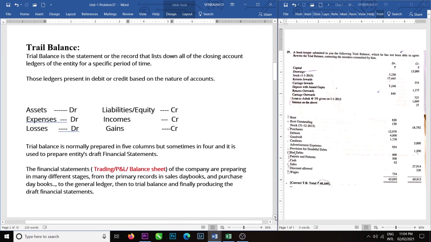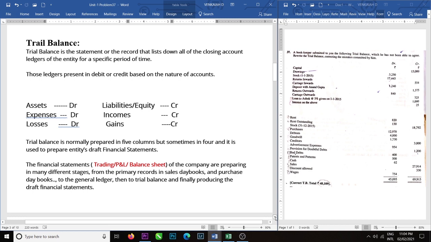So we have to remember what items come under debit: assets, expenses and losses, and on the credit side, liabilities, capital, incomes and gains. So this is the rule for preparation of trial balance. Closing balances of debit accounts are assets, expenses and losses, and credit closing balances are liabilities, capital, incomes and gains. These balances written at one place are called the trial balance.